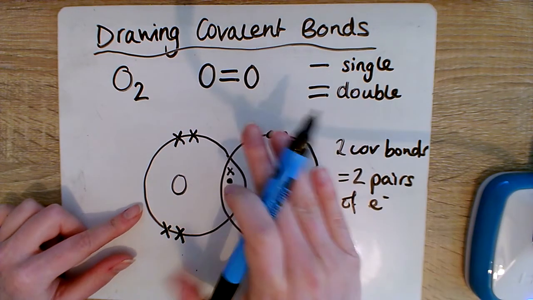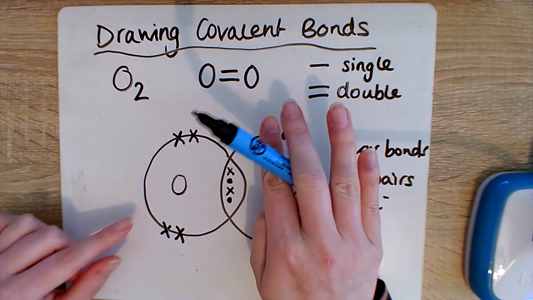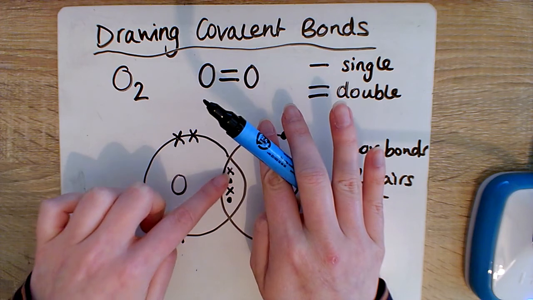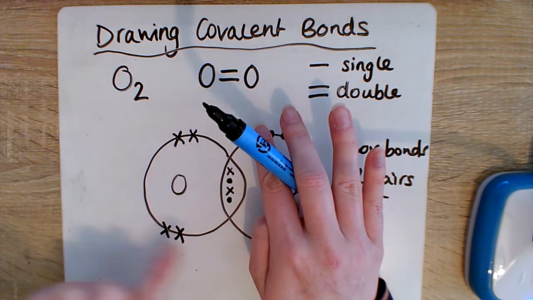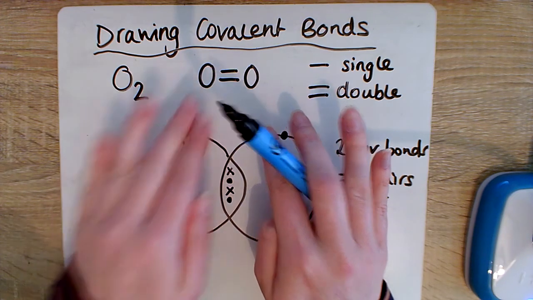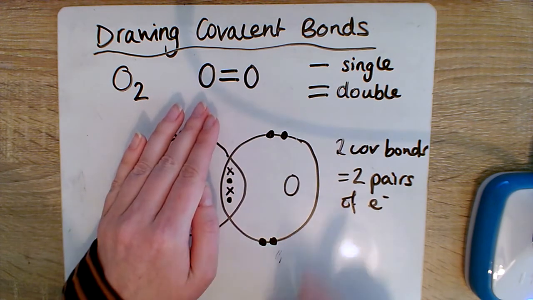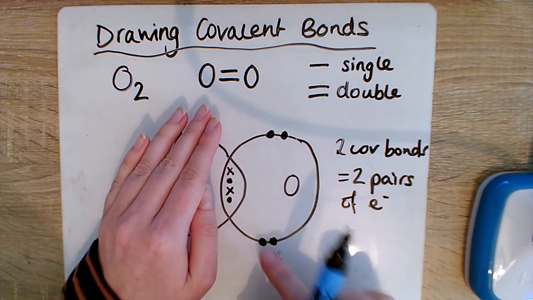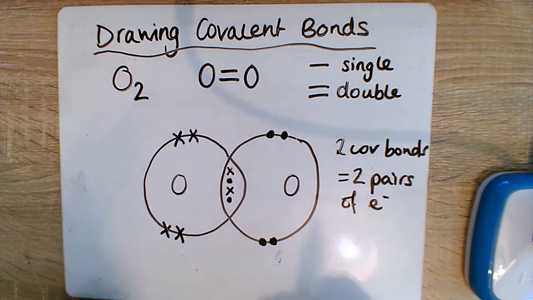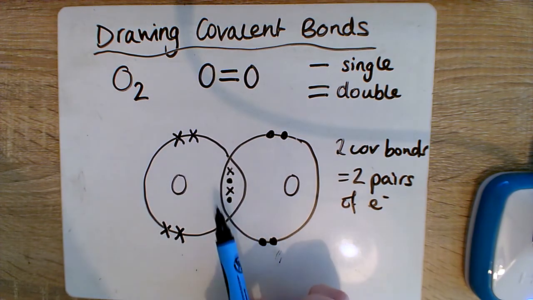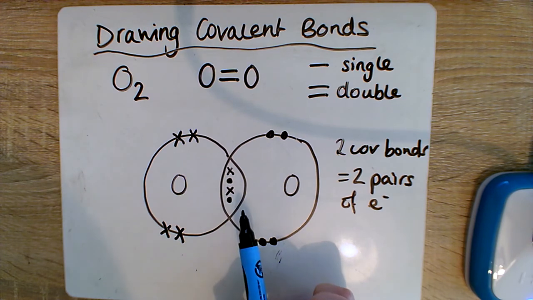And if we look at them individually, so if I cover up this oxygen, we've got 1, 2, 3, 4, 5, 6, 7, 8. So this oxygen has got 8 electrons in its outer shell. Perfect, it's full. And 1, 2, 3, 4, 5, 6, 7, 8 for this oxygen. So they've both got 8 electrons now in their outer shell just by sharing these 2 pairs of electrons in the middle.